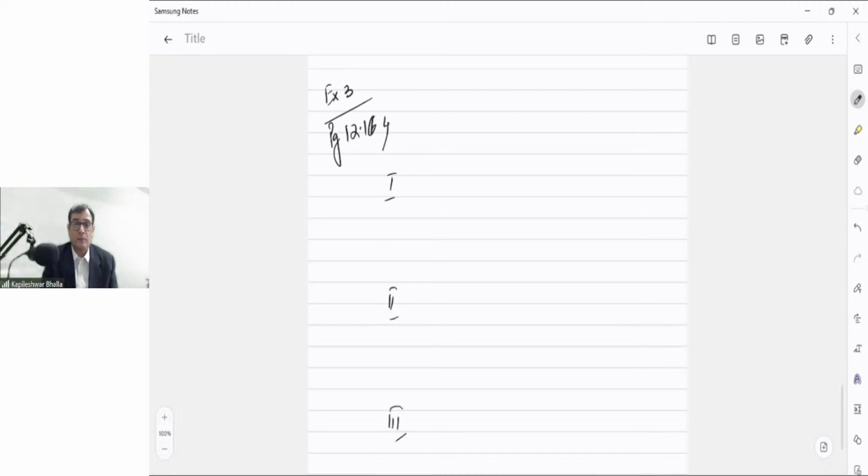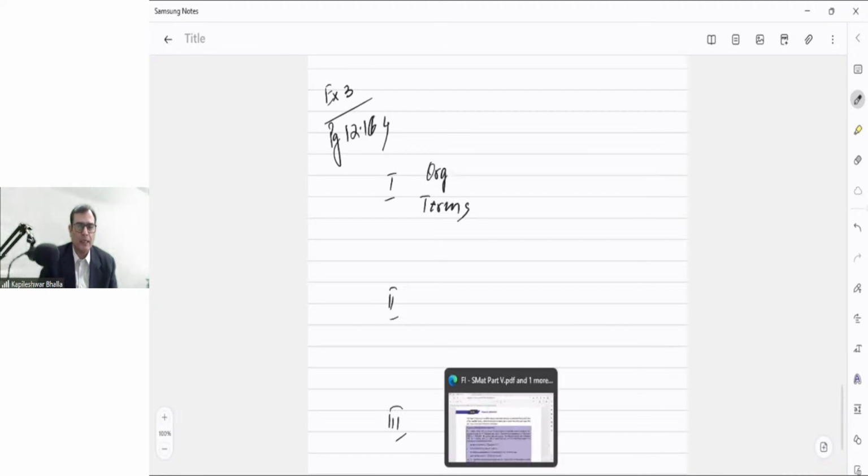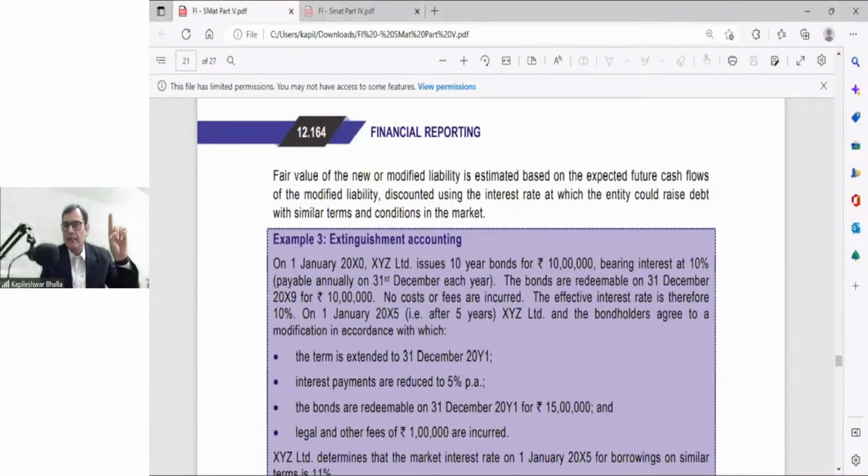Can I say in step number 1, you need to consider the present value based on original terms. We need to consider whatever is the remaining cash flow, and based on the remaining cash flow, what is the present value? Now, let me ask you something. Sitting on January X5, I made a renegotiation on January X5. If I were to consider the present value of the remaining cash flows discounted at the 10% original EIR, it should come to 10 lakh itself.